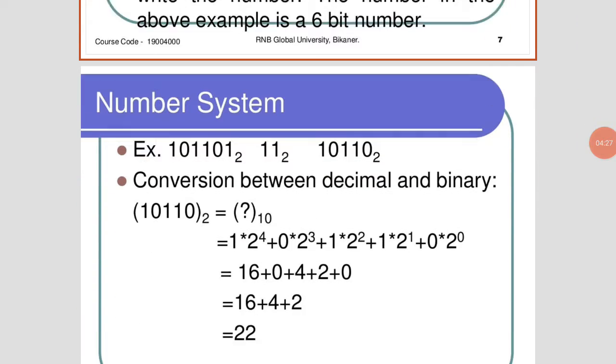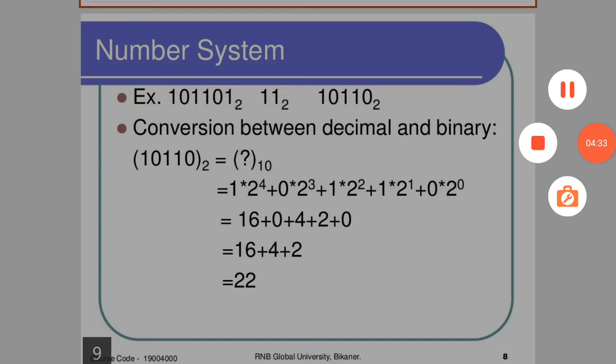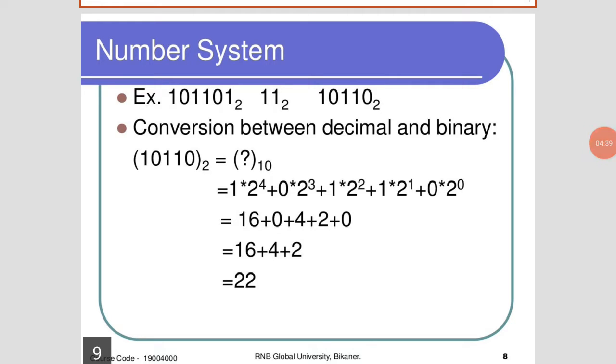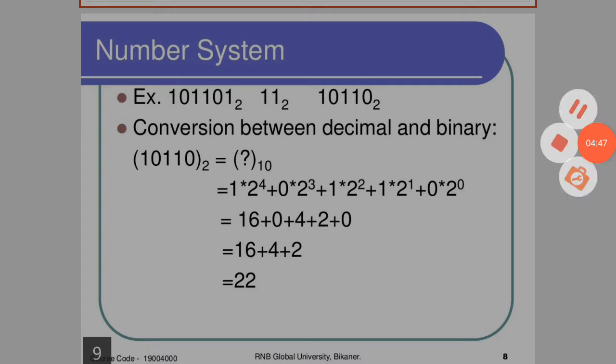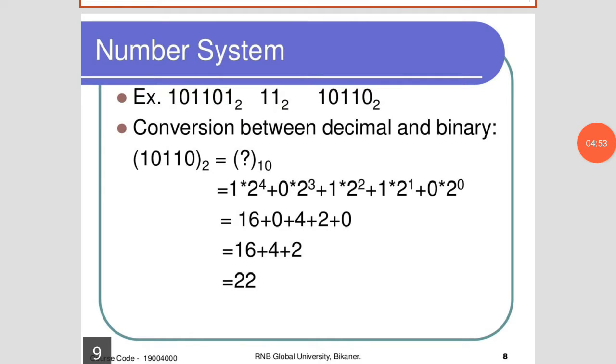Examples of a 6-bit binary number are 101101, 11, and 10110. Binary is denoted by the base 2 and decimal is denoted by the base 10. Next, conversion between decimal and binary.